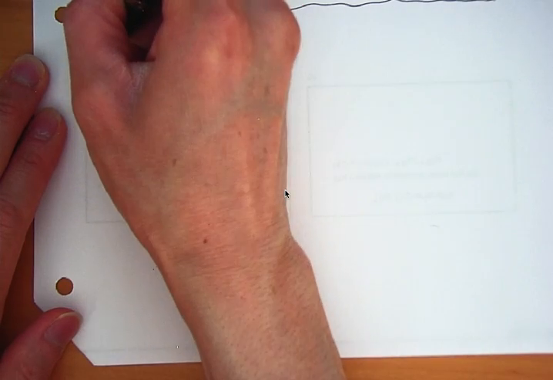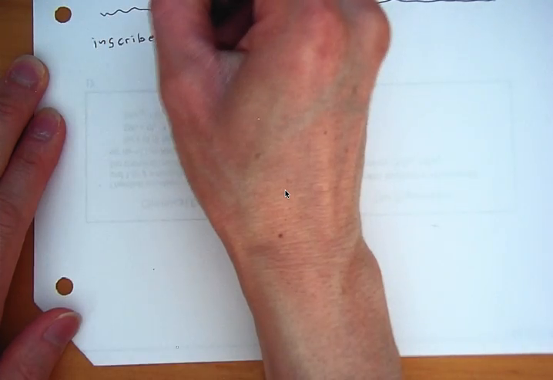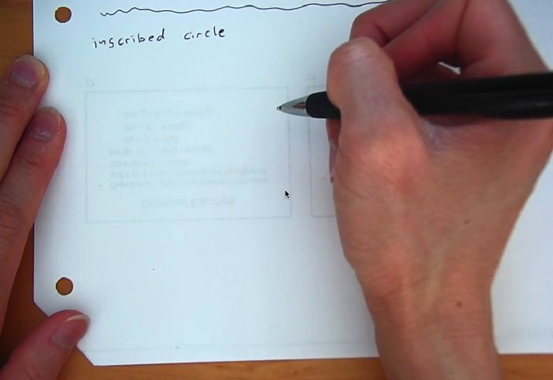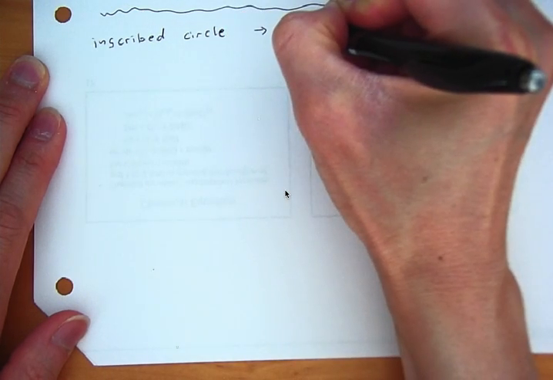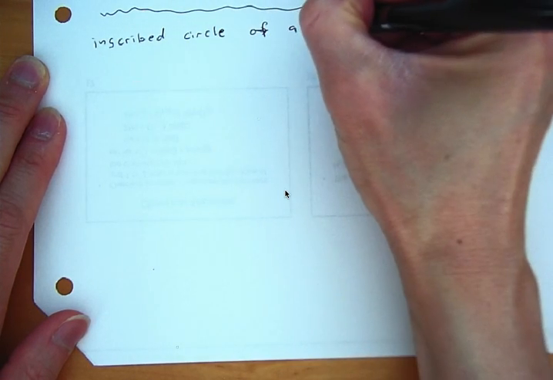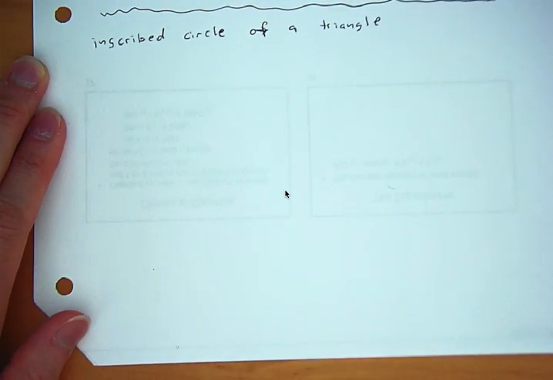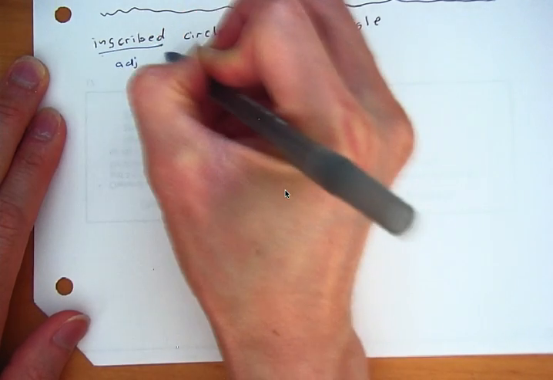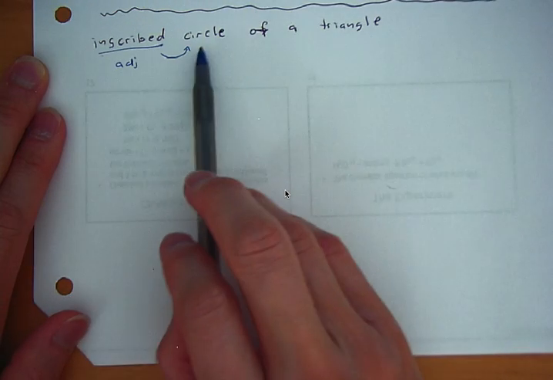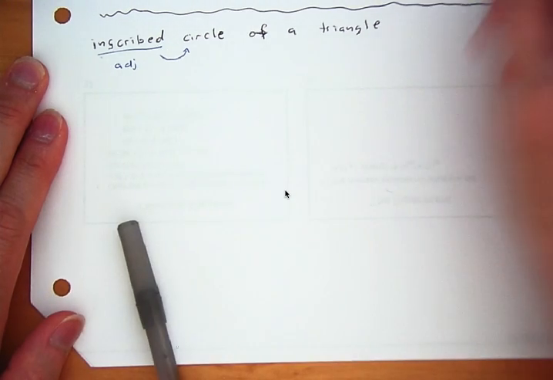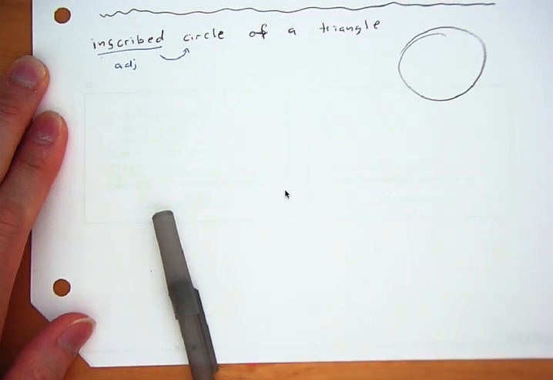Sometimes you might see something written as an inscribed circle. This is actually the exact opposite. So if you had, for example, an inscribed circle of a triangle. This word inscribed right here is an adjective that is modifying the word circle. And this is actually a circle in a triangle. So this picture would actually be a circle.